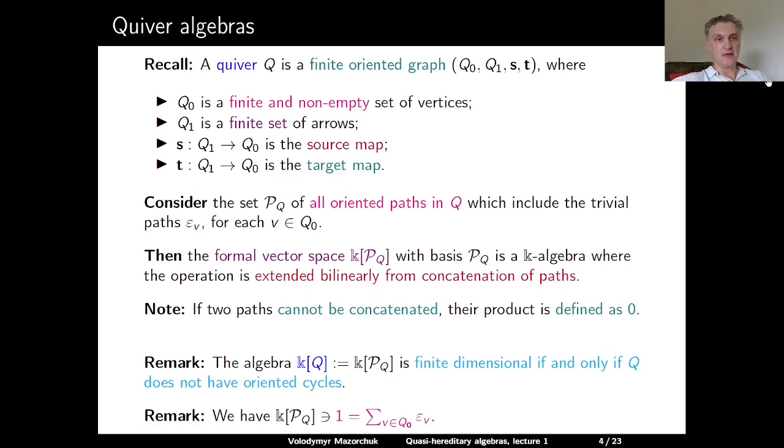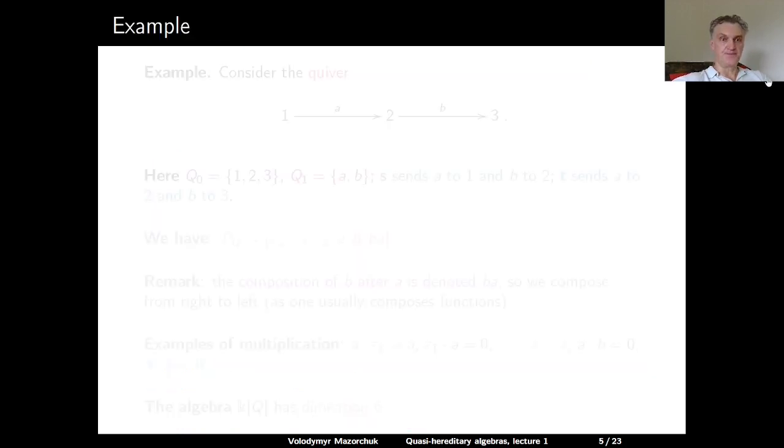So this is an example, the path algebra of a finite quiver. That's an example of an associative algebra. And it is finite dimensional if the quiver is acyclic.